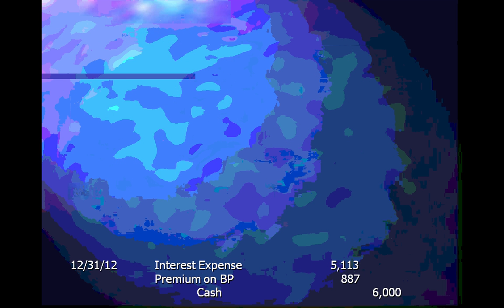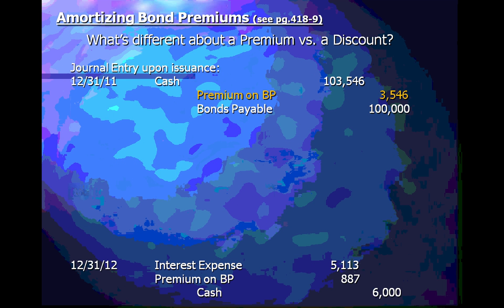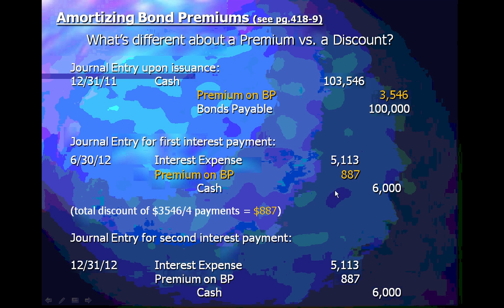One more piece, right? What does it look like for premiums? My slide's kind of out of order here, but what's different about a premium versus a discount? Remember, and this is referring exactly to the example in the book on page 418 and page 419, they have a bond there that's issued at 100,000, but they collect a premium of 3,546. Therefore, they actually got 103,546 in cash.